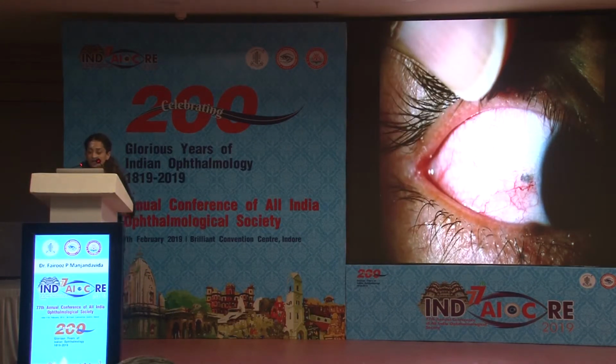Yet another case, a young man presenting with this pigmented lesion on the conjunctiva, very minute pigmentation in the bulbar conjunctiva. It doesn't look like racial melanosis, right? It's slightly darker pigmented, right? PAM, primary acquired melanosis? No. What else? Nevus? Not really? Okay.